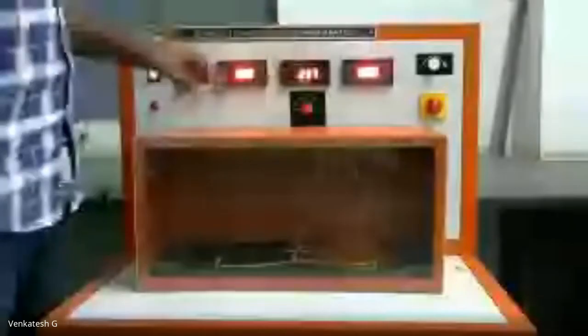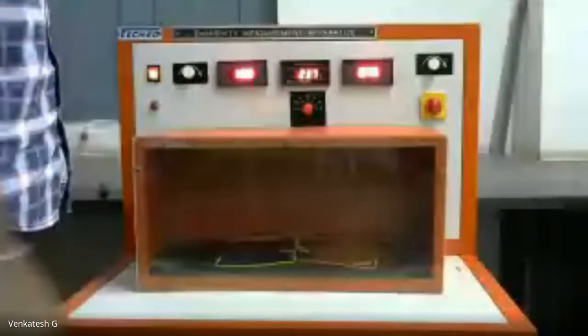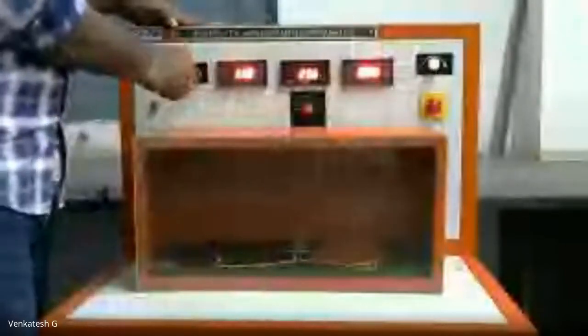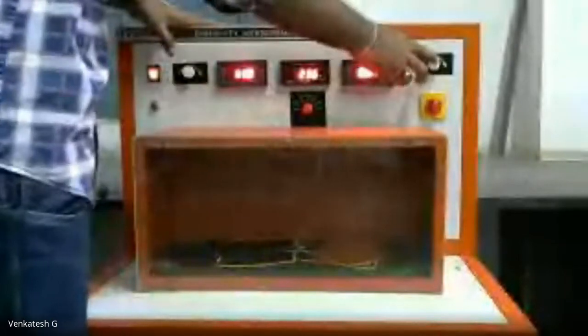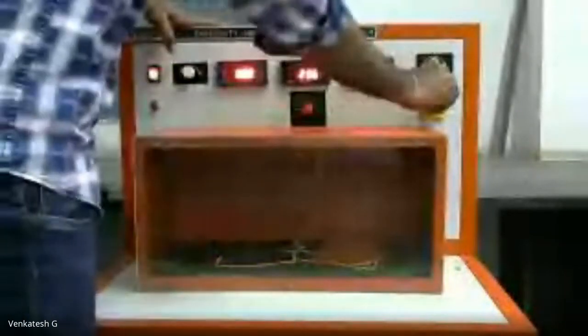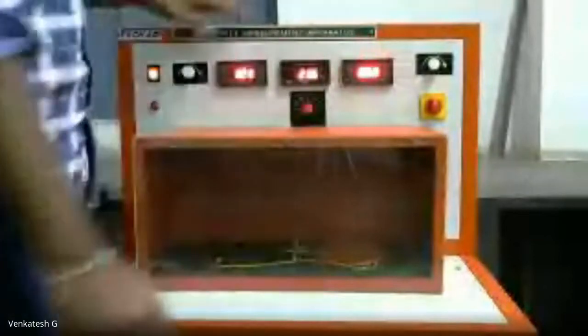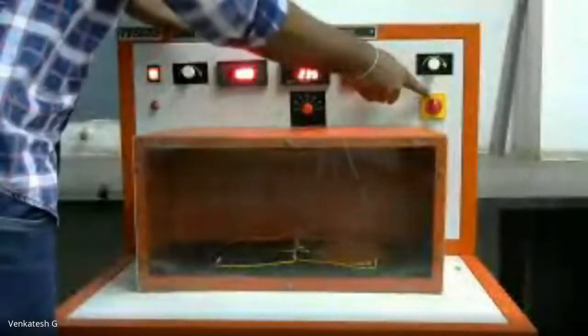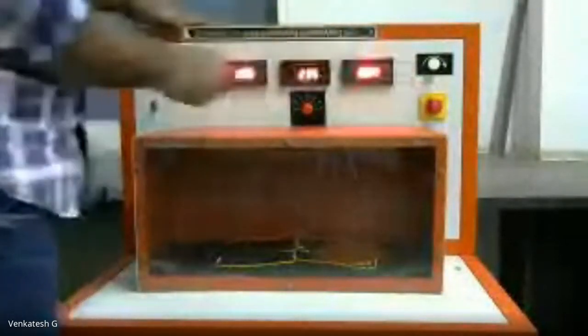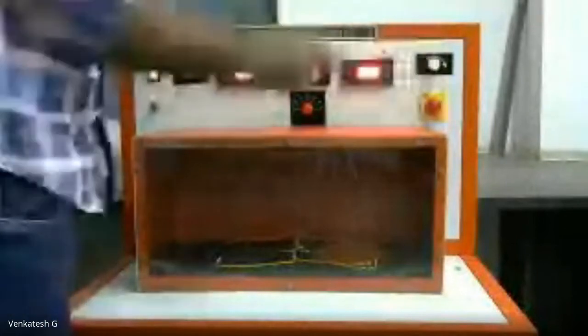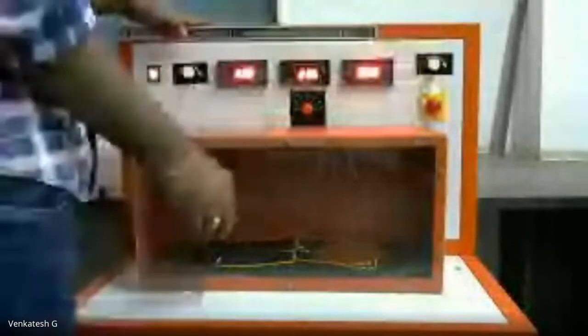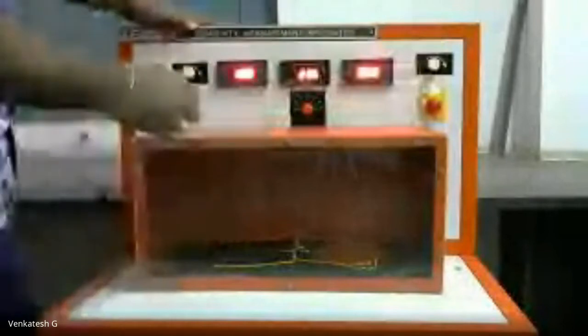Here you can see this is the voltmeter reading, this is the ammeter reading, and this is the temperature indicator. This is the adjustment to increase the voltage as well as current for the first plate, and this is for the second plate. First we are going to supply power to the first plate, so we keep this knob in the first position. The first position indicates we are supplying power to the first plate, nothing but the black plate.